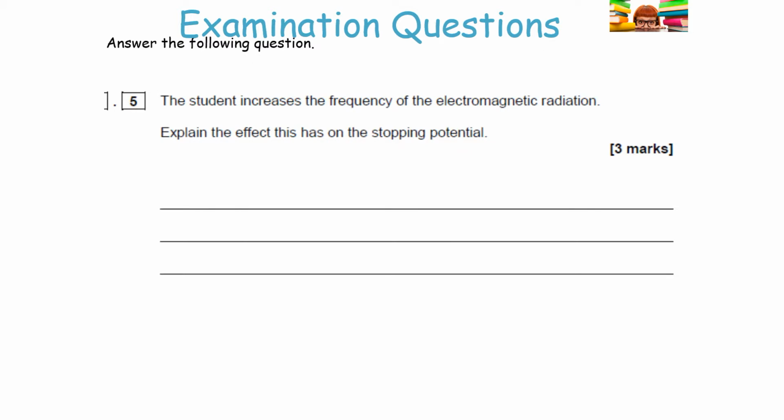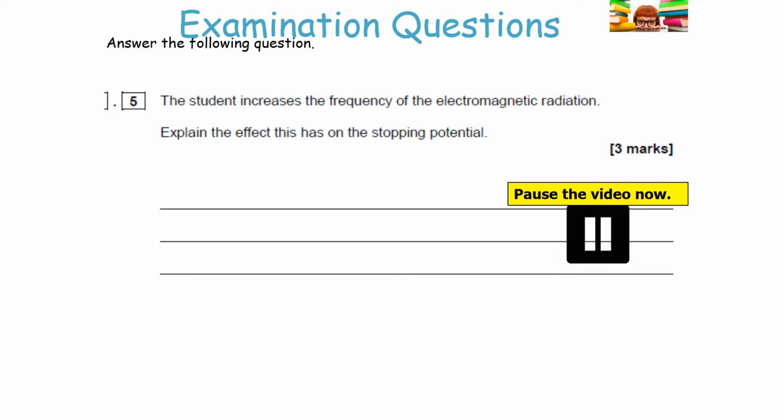The student increases the frequency of the electromagnetic radiation. Explain the effect this has on the stopping potential. So pause the video now, then unpause the video when you want to go through the answers.